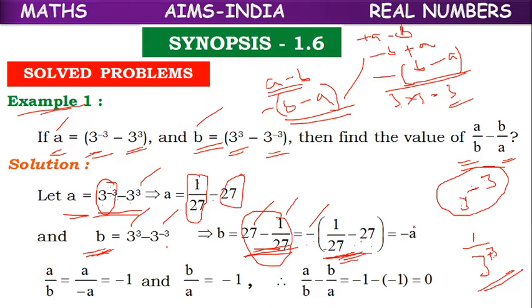But this value is equal to a. So what will we get? b equals minus a. We will get b equals minus a.